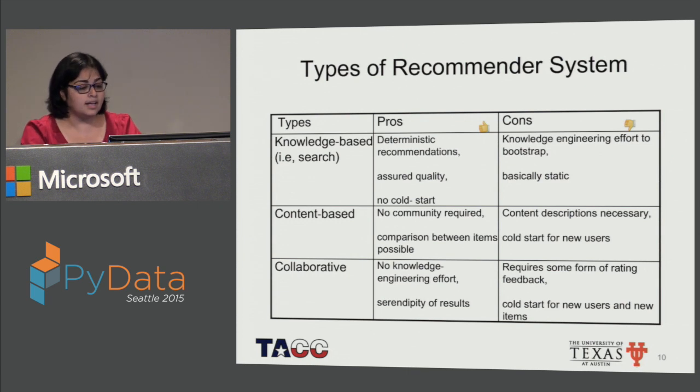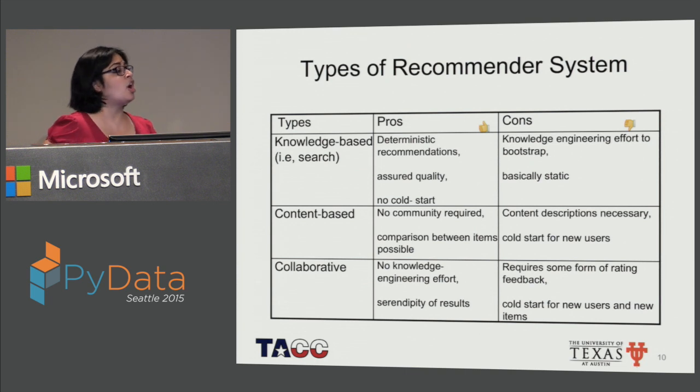For content-based recommendation, as I explained, we can understand that it has the cold start problem for new users. But the pro is that comparison between the items which are present is very easily possible based on the content. So if your data is elaborate enough, if it supports enough information, then comparison between items can be easily done using content-based recommendation. Content-based recommendation can also be context-dependent.